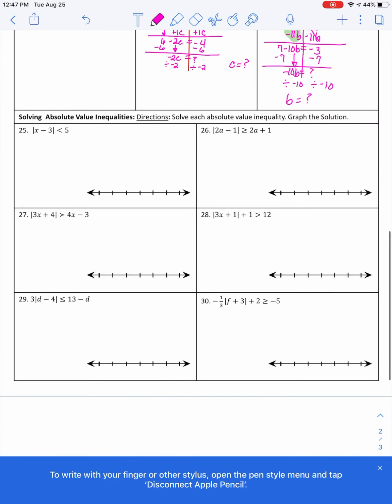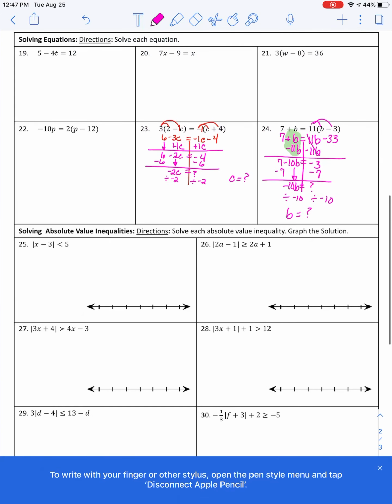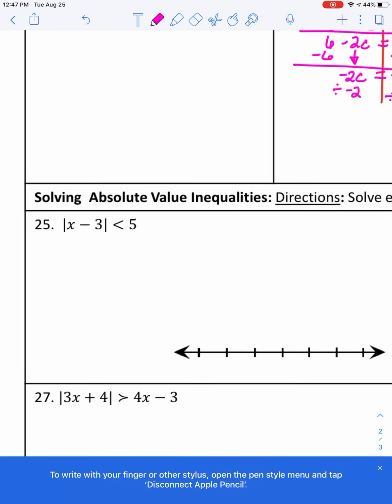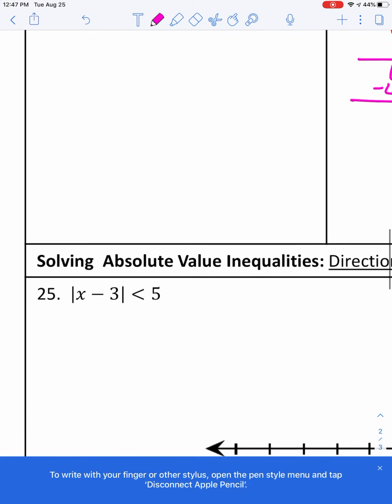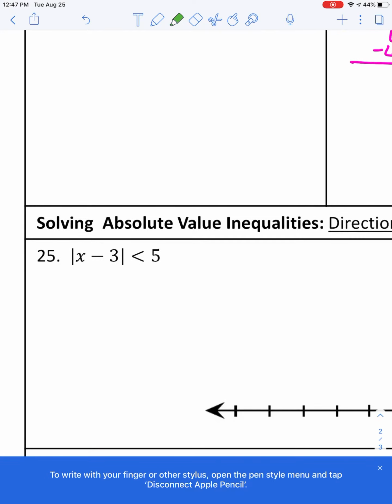Now, these are also review from Algebra 1. This was Chapter 3 of Algebra 1. I had a lot of you back then. See how we have absolute value bars? I'm going to highlight them. These are called absolute value bars. They mean you're going to have two answers.